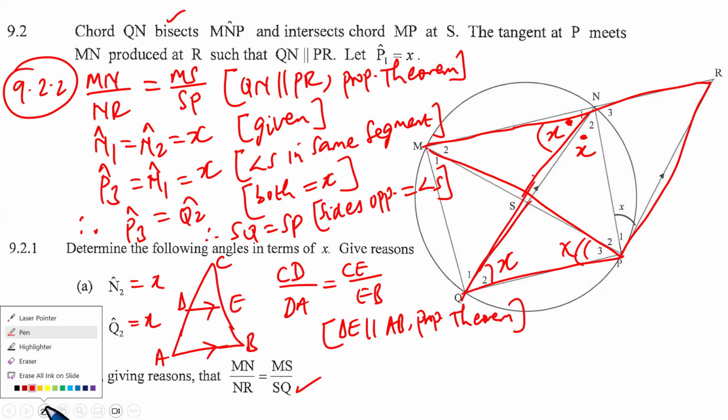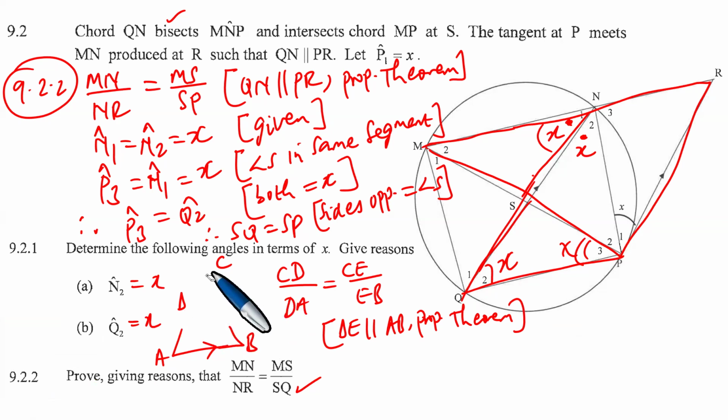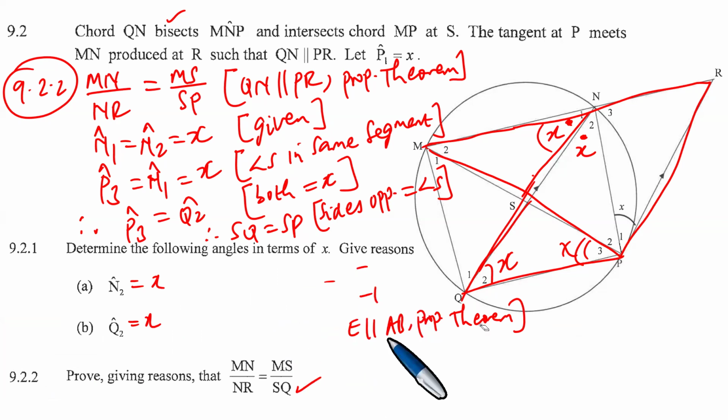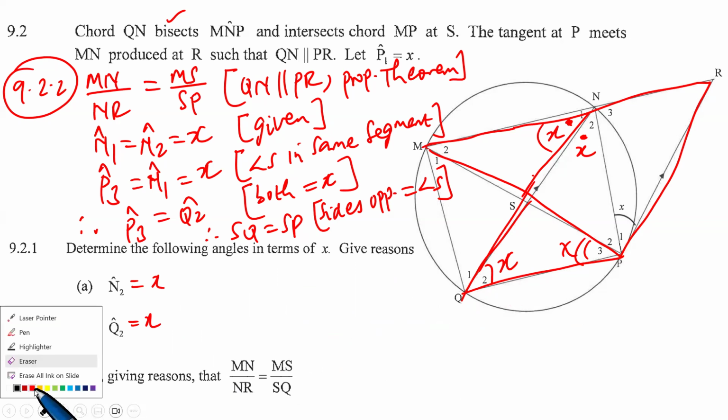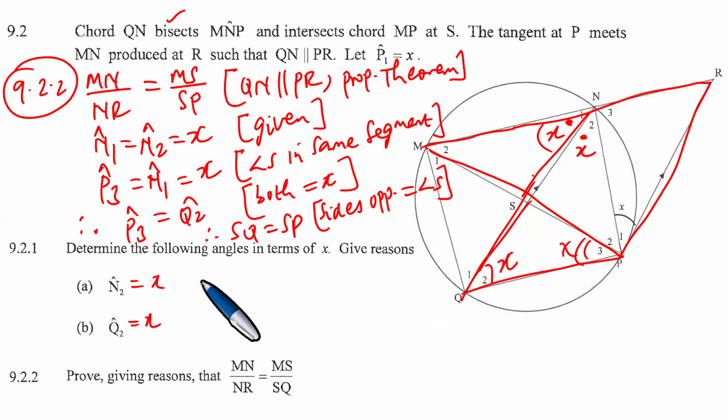What is all this now? And what do we conclude now? The conclusion is very easy, very straightforward. We're able to say, Mr. Examiner, we are very delighted to say, therefore, MN over NR, we're copying this one. Therefore, MN over NR is equal to MS over SP, and SP is equal to SQ. So in the place of SP, we can put SQ.